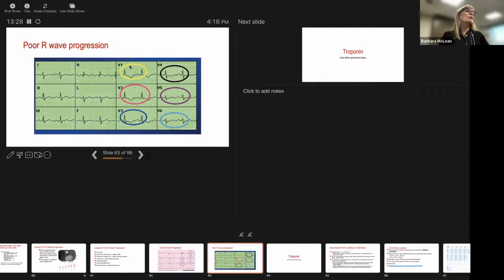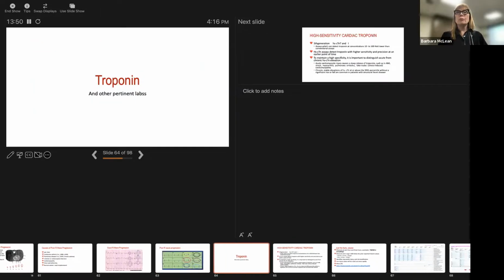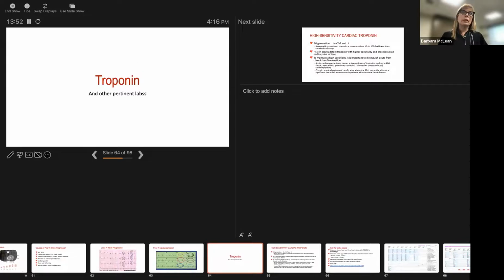So remember the three things that cause an alteration in your R wave progression or your zone of transition: bundle branch block, hypertrophy, or infarct. So the very first thing I'm going to do is look at how wide this is. This is actually a right bundle branch block. Early zone of transition, and the width is wide. The next thing we're going to look at is the troponin, and that's a really pertinent lab.